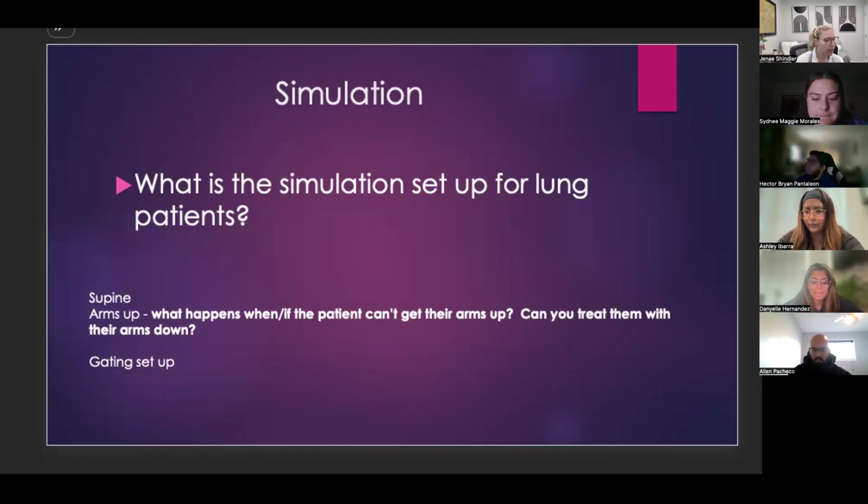Good. Okay. So that's what I want to get into a little bit in this class, the different types of gating that we do and why we do it.